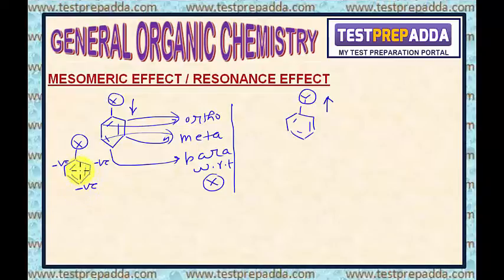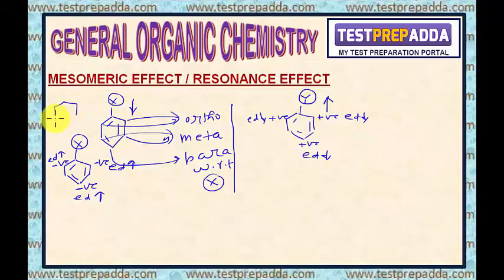Just check the resonating structures of aniline. While in the second case, where electrons are moving towards the attached group, the electron density decreases. You can see the resonating structures of nitrobenzene. Positive charge develops at ortho and para, meaning electron density is decreased. Here electron density decreases at each of these positions.